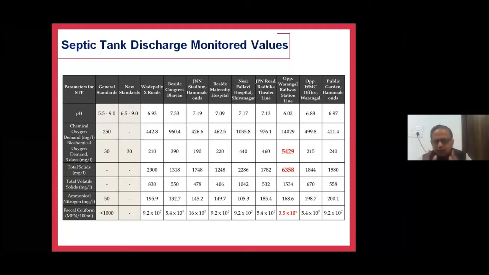If somebody knows the standards and their implication: for example, any industry or activity that wants permission from the Pollution Control Board is stipulated that the wastewater has to be treated to meet the norm of 30 milligrams per liter. Now you can imagine, it's around 5,429. Of course, some are at 190.